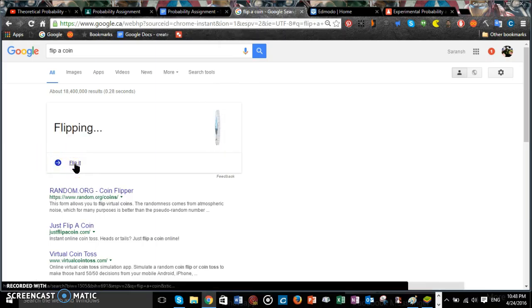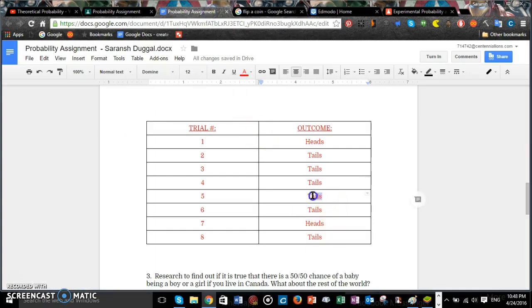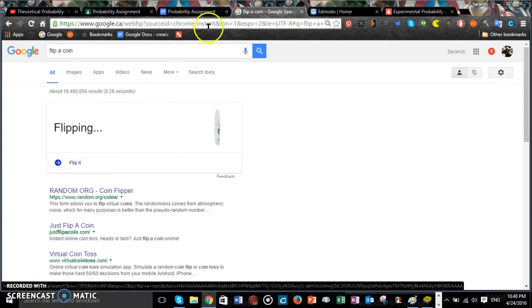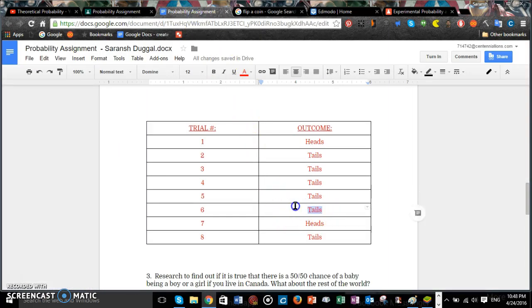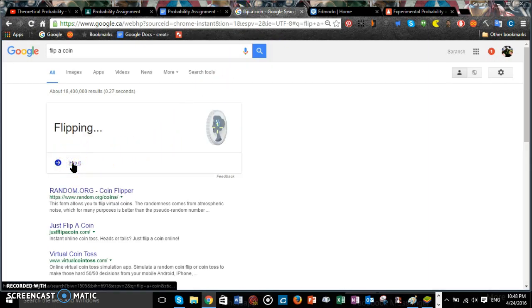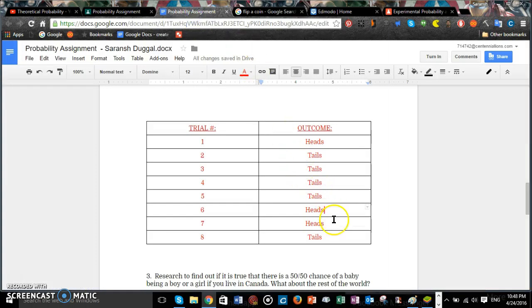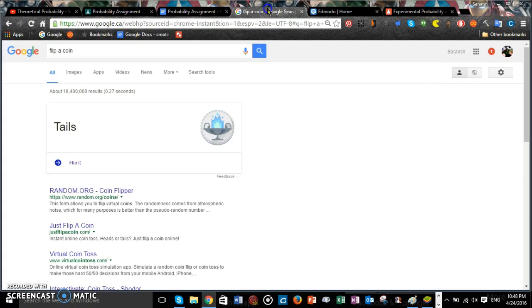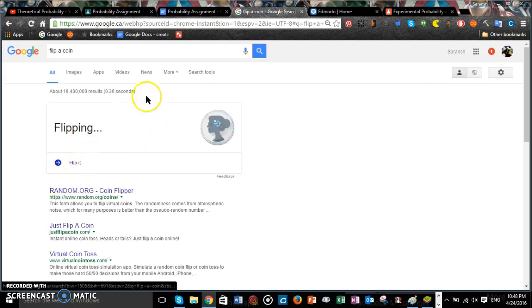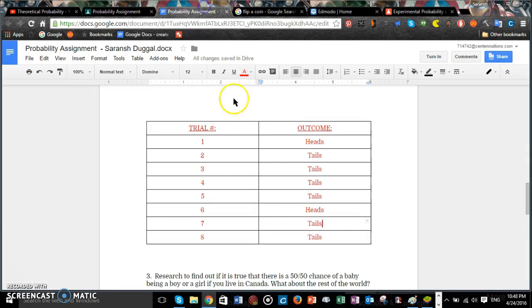We're on the 5th trial now. Tails again. It's already tails. And sixth one, heads. Yay! So heads. Tails. And our last trial. Tails once again. So now let's count. We have 2 heads and 1, 2, 3, 4, 5, 6 tails.